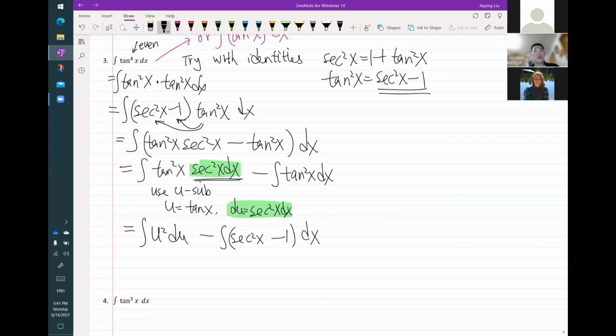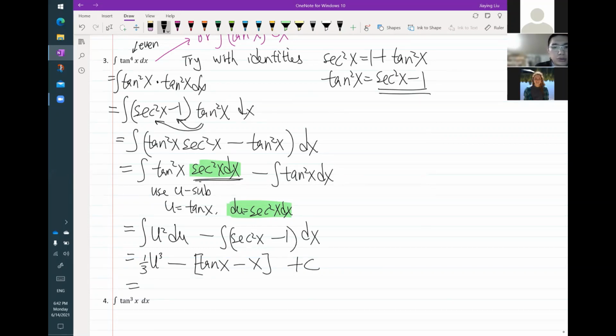which is not too bad, right? Because if you recall that when we integrate secant square, we get tangent x. When we integrate 1, we just get x. So it's not too bad. So just remember that's inside the parentheses. So that becomes, when we integrate u squared, that's u cubed over 3, minus, when we integrate secant square x, we get tangent x, but then we're also integrating the -1, so that's a minus x.